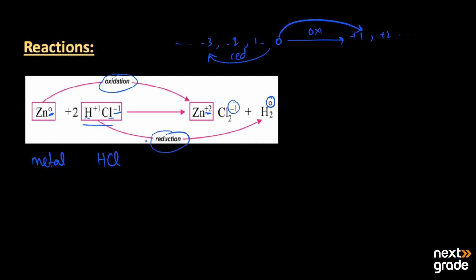So all the types of reactions that involve oxidation and reduction make up the redox reactions. And we may have a lot of reactions in our surroundings that involve oxidation and reduction.